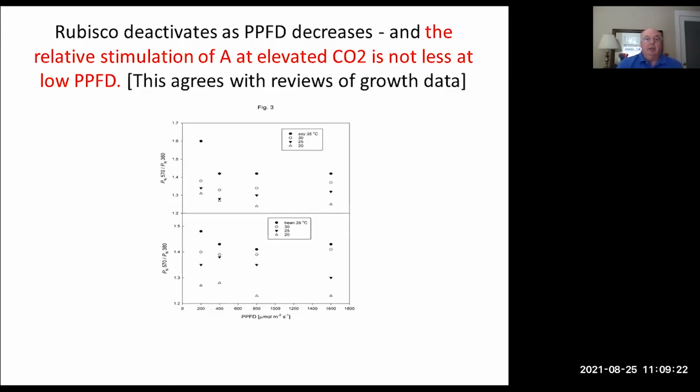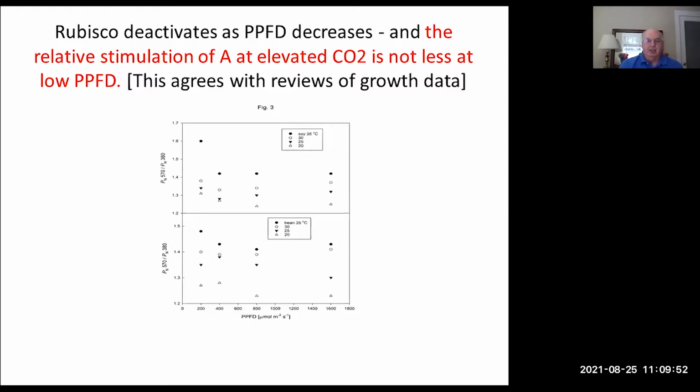And the outcome of that happens because Rubisco becomes deactivated as PPFD decreases. The activation state just decreases, and that's been observed by biochemists for quite a while. What happens is that the relative stimulation of assimilation rate at elevated CO2 is not less at low PPFD.